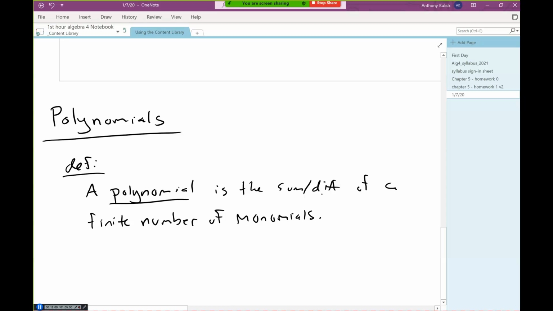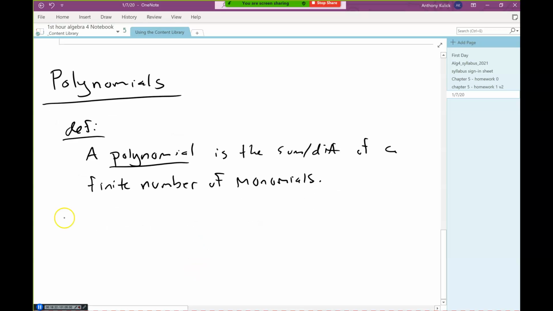So a polynomial is the sum or difference of a finite number of monomials. And you probably hear that definition and think, okay, well, what the heck does monomial mean? If you don't know what that means, this definition doesn't really say a lot, right? So let's define what that is.